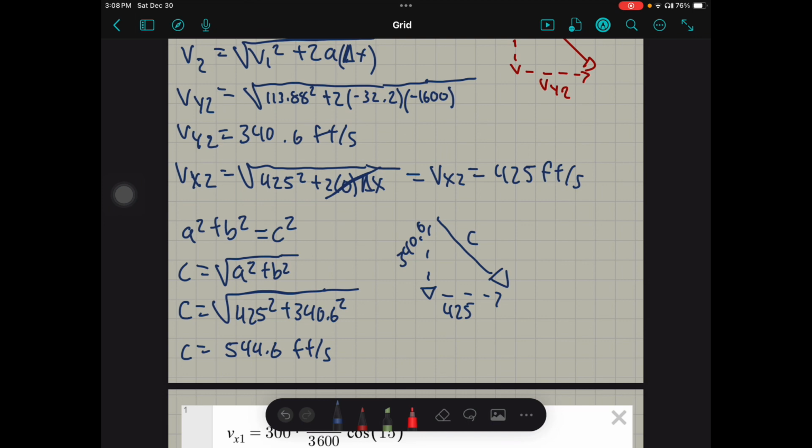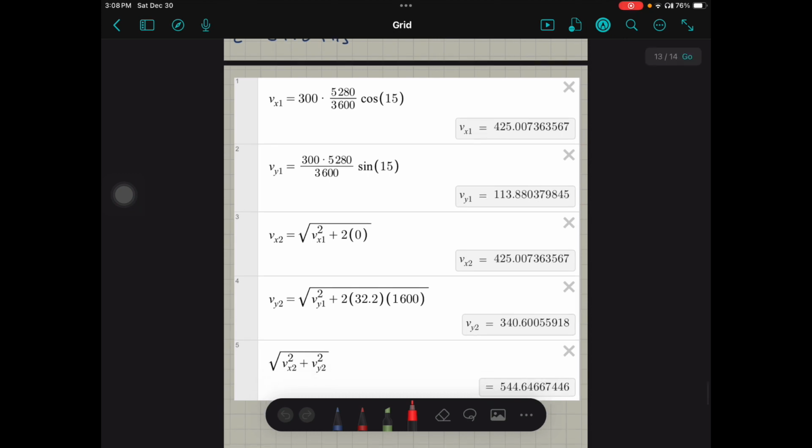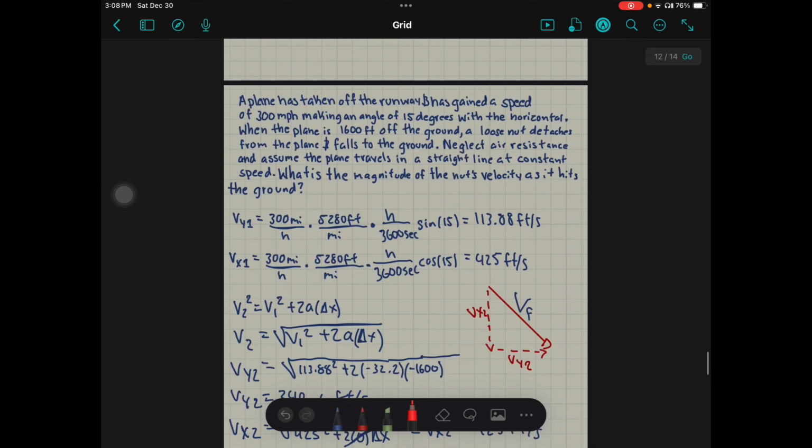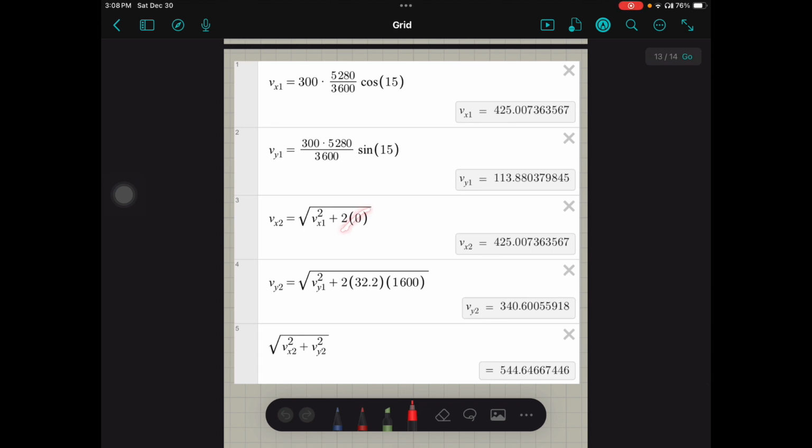Okay, so we solved it. Now I'm going to go into a calculator view. We converted our 300 miles per hour into units of feet per second. Then we found our x and y components, cosine for x and sine for y, and then we have our v initial in the x direction and v initial in the y direction. From there, we can solve for our final velocity in the x and y direction. We got the v final in the x direction equals 425, because we plugged it into this equation and solved for v final. Our acceleration was 0, so we got the same as our initial.